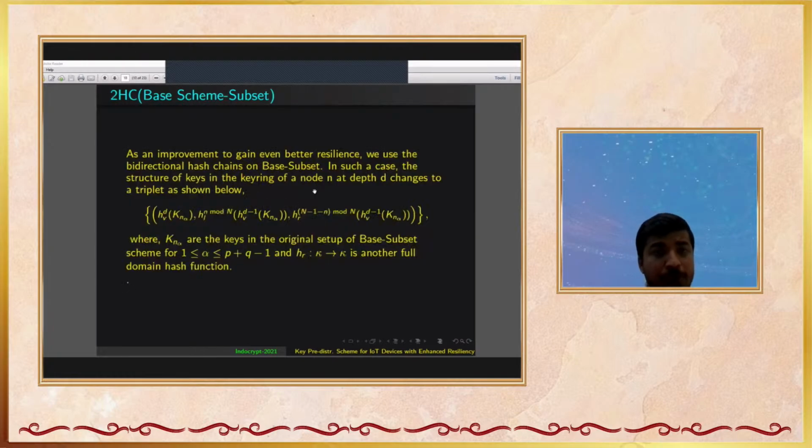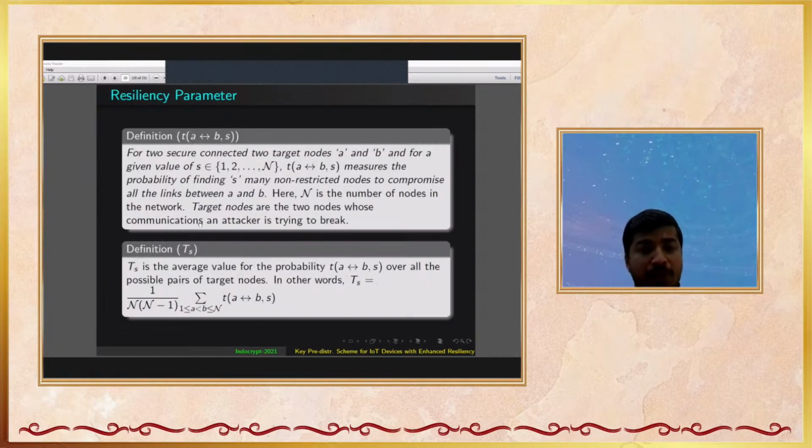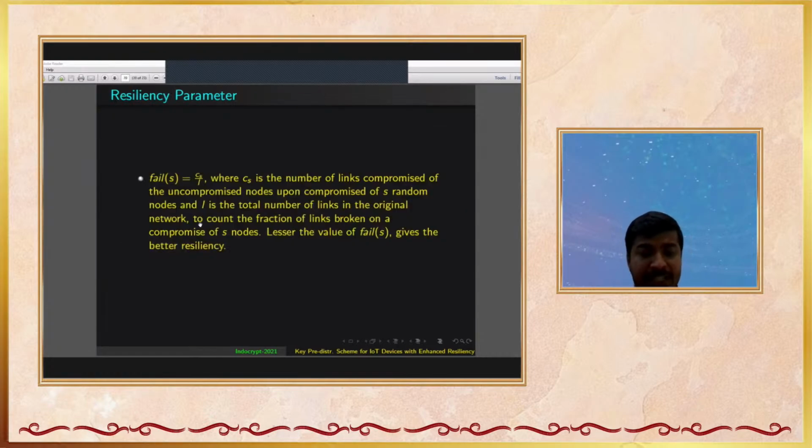Next, I introduce the bidirectional hash chain for the base subset scheme. As an improvement to gain better resiliency, we use the bidirectional hash chain of the base subset. In such a case, the structure of the keys in the key ring of a node is the triple coordinate, used via a hash function. Now we already saw FLS, the resiliency parameter introduced in all of the previous papers, and a lesser value of FLS gives better resiliency.